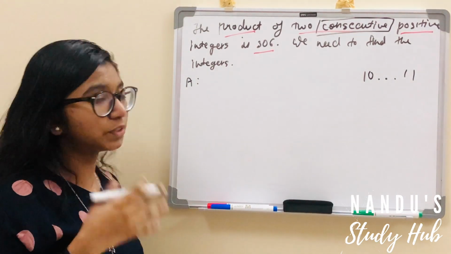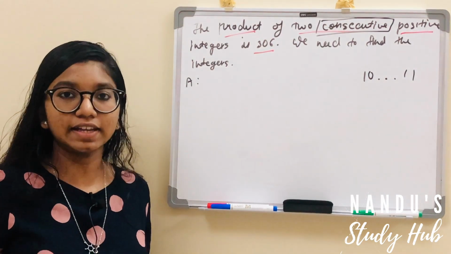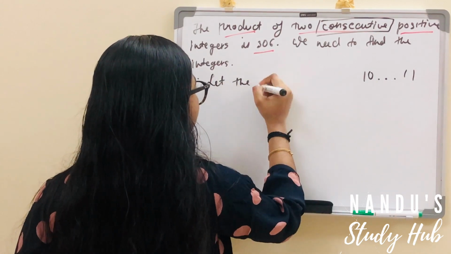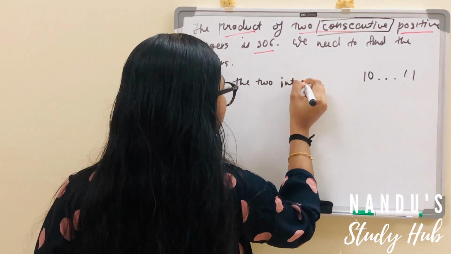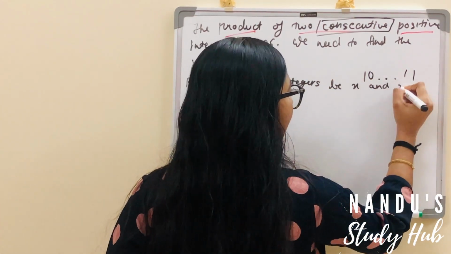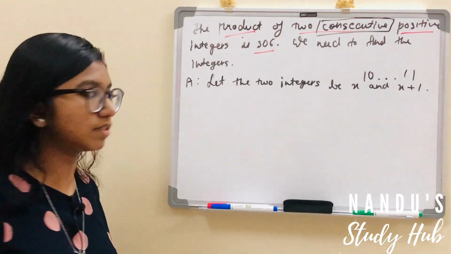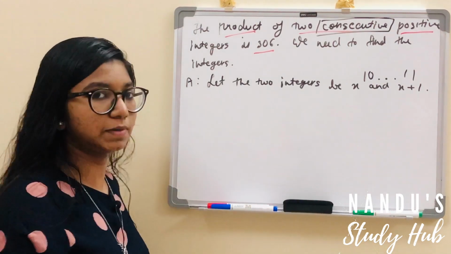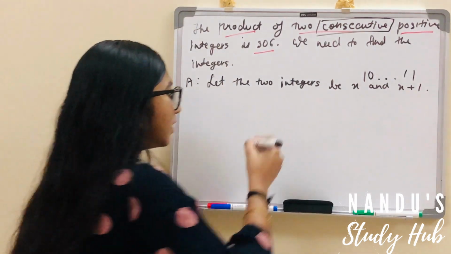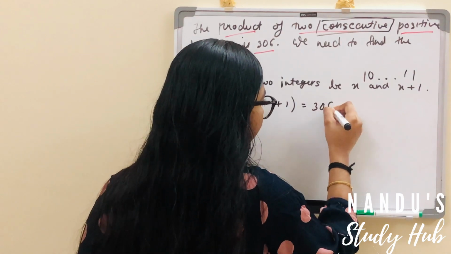Even if this question is just to find the equation and not to solve it, it's always good if you can write the let statement. So let's write: let the two integers be x and x plus 1. So the two numbers, let those be x and x plus 1. The product of these two numbers is 306. So I can write x into x plus 1 equals 306.